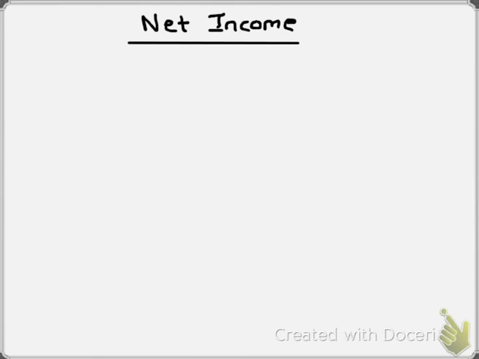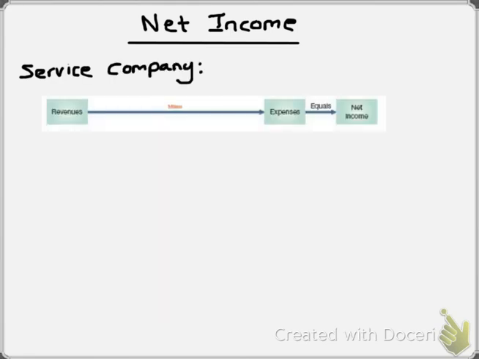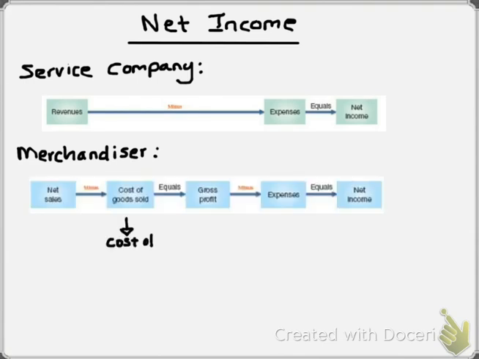Net income for a merchandiser is calculated a bit differently from that of a service company. For a service company, which is what you have seen to date, we calculated net income by taking our revenues minus expenses, and that gave us our net income. But for a merchandiser, there are some additional steps. For a merchandiser, we start with sales, then we subtract cost of goods sold, sometimes also called cost of sales. We'll talk about that in a minute. And then that equals gross profit. Then we subtract our other expenses, and that equals net income.